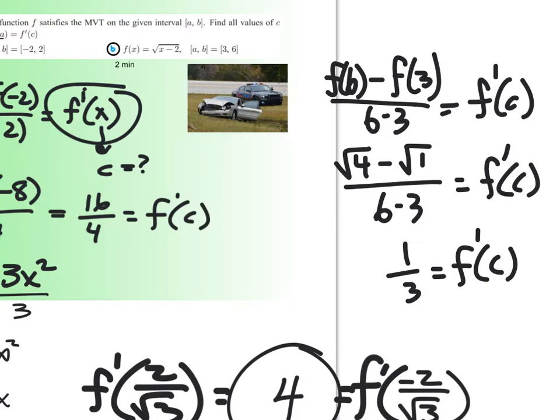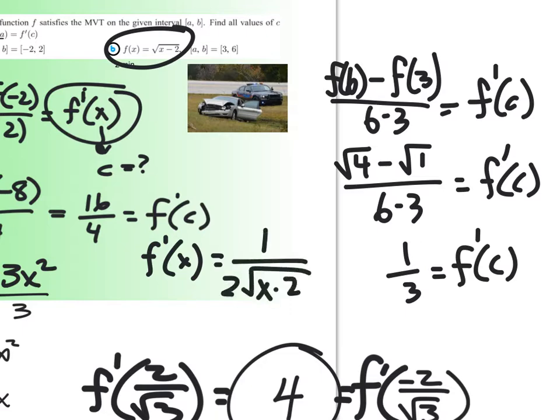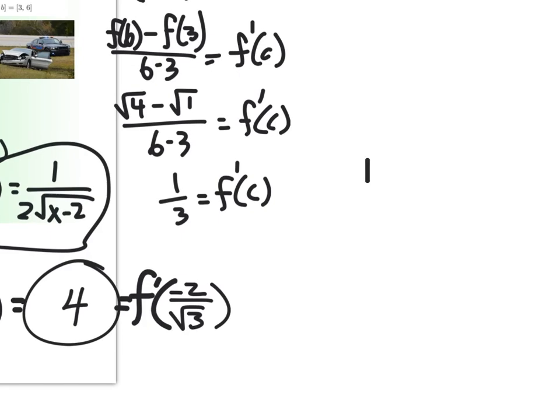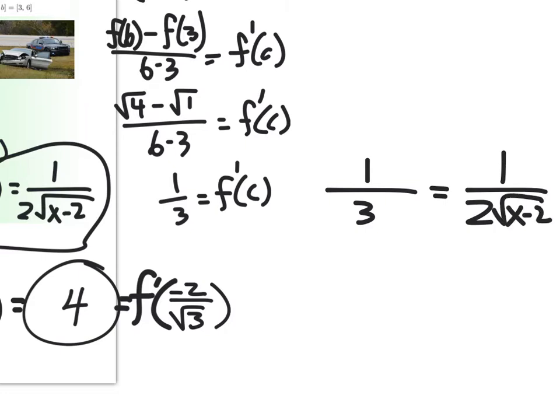So we have to do a little bit of derivative work here. F prime of x would equal 1 over 2 square root of x minus 2. That's going to be using the power rule, so x minus 2 to the 1/2 power. If I take the derivative of that, I would get this. Alright, so I'm going to set 1/3 equal to that. So if 1/3 equals 1 over 2 root x minus 2, I'm going to solve for x, and that'll be my value for c, for which the slope of that function is 1/3.